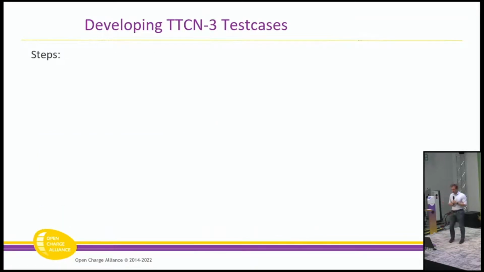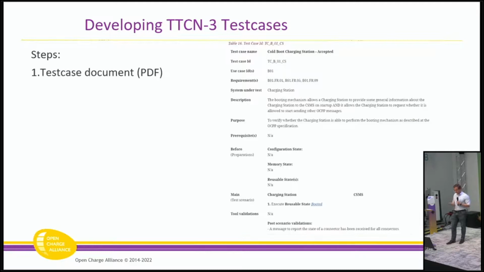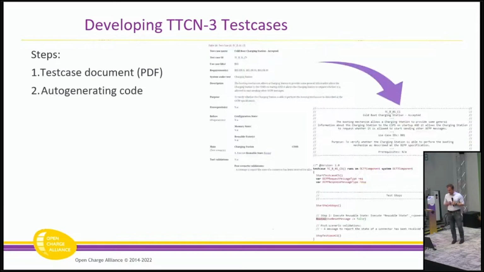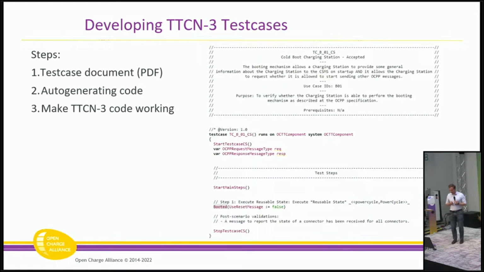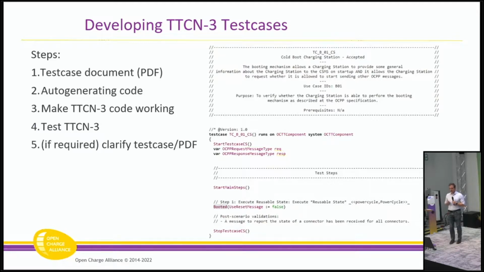And then, so we started with the document we saw before, and then there was a script to go from the PDF to TTCN3 code, which was then looked at by a developer to get the first version. Once it was good enough, we had a tester look at it, followed by improvements in the PDF and in the code. And we repeat these steps until we get a working test case.